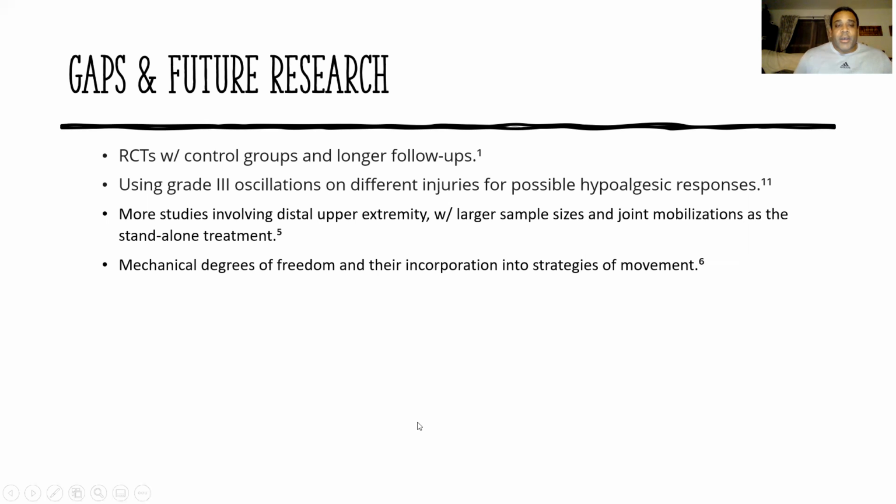And then finally, determining the mechanical degrees of freedom and how they're incorporated into the strategies of movement. So using different angles with the mobilization techniques, with the manipulation techniques, to see if they change the outcomes of the study of what they're trying to accomplish.